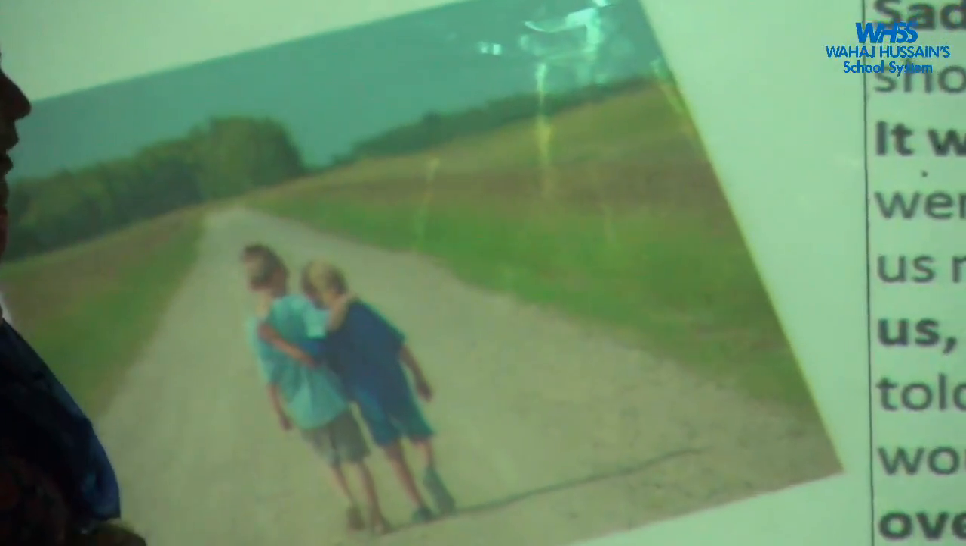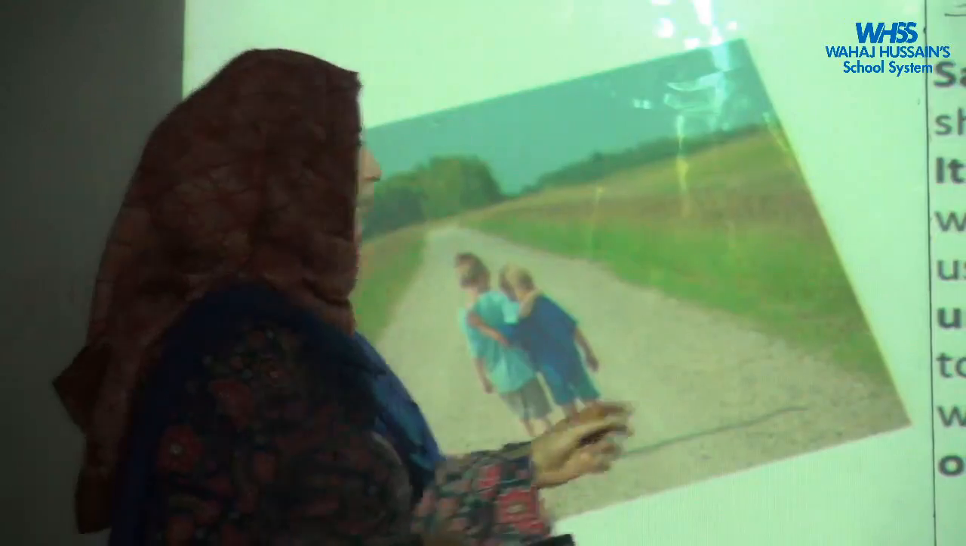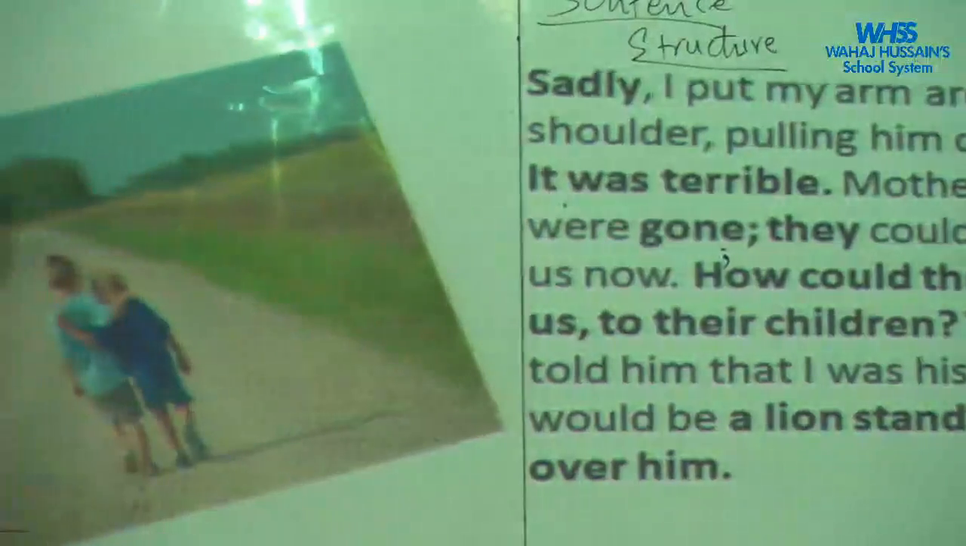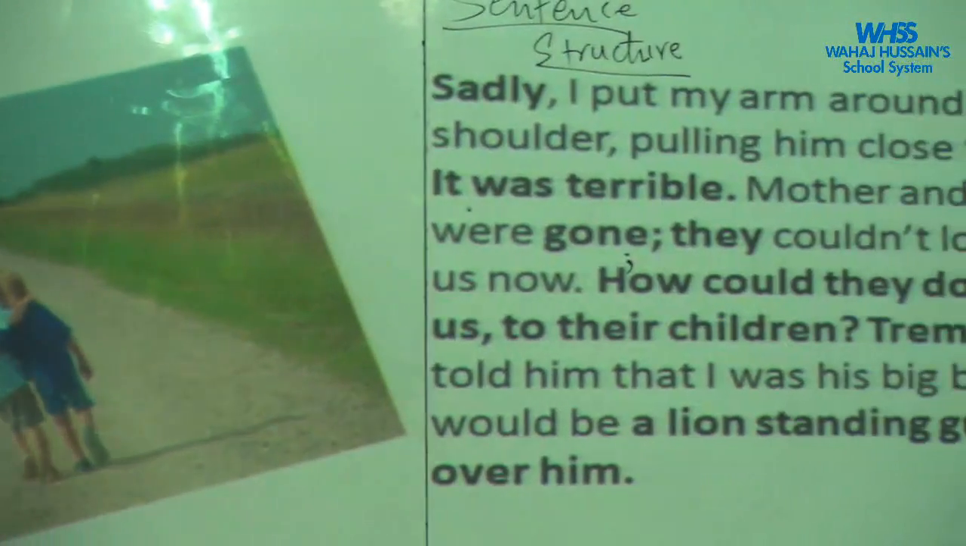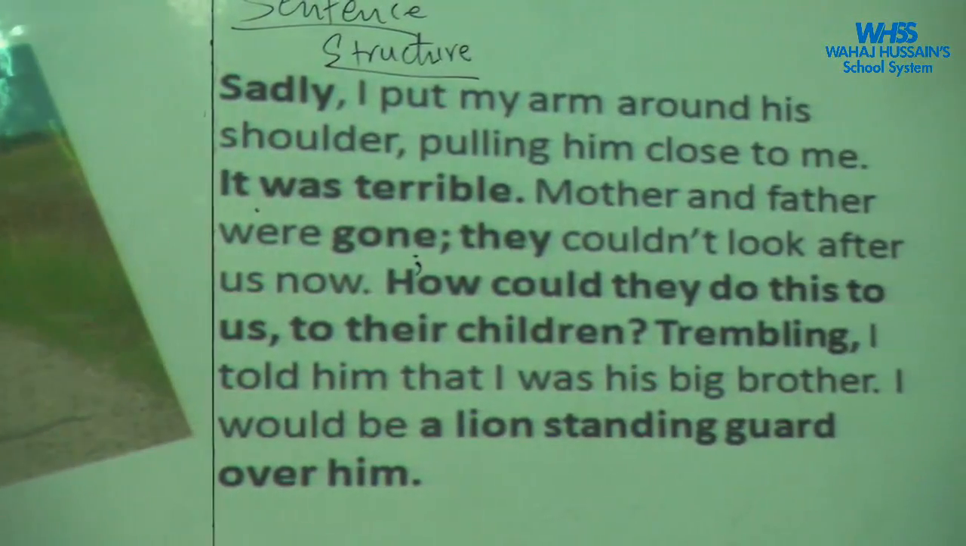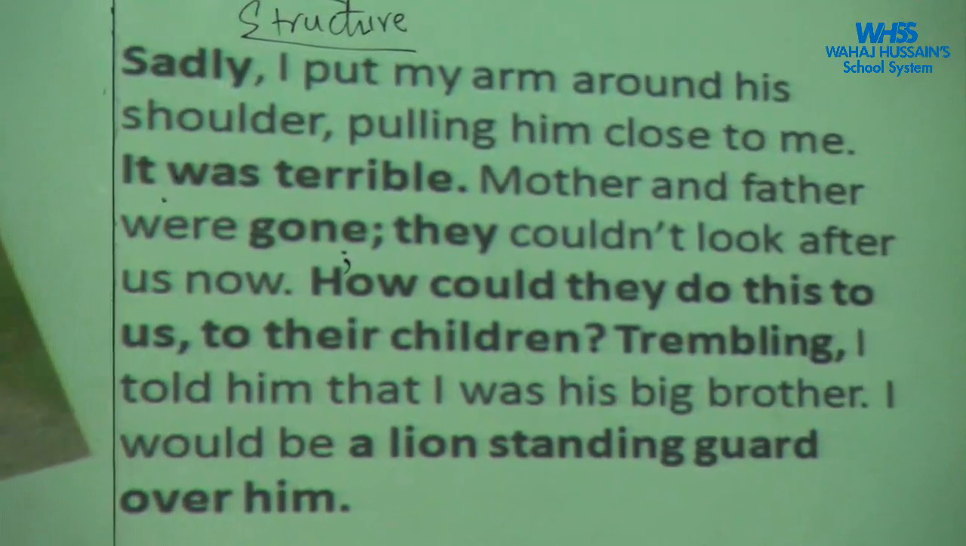Sadly, I put my arm around his shoulder, pulling him close to me. It was terrible. 3 expressions. It was terrible. Mother and father were gone. They couldn't look after us now. How could they do this to us?